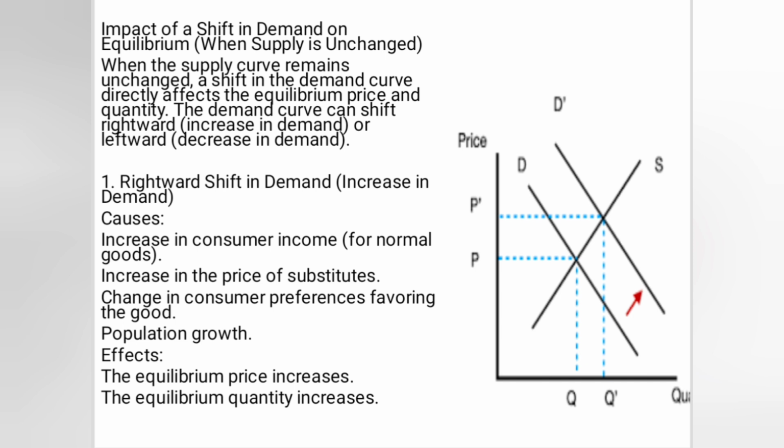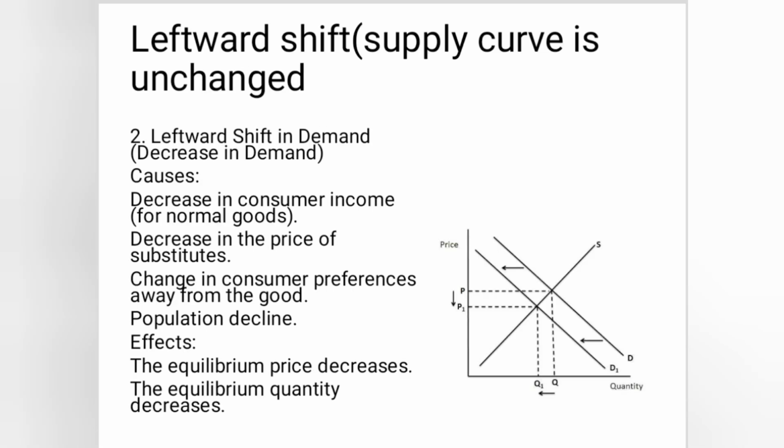When the supply is unchanged, the demand is shifting towards rightward. The reason will be increase in consumer income, so that they are demanding more normal goods, and increase in the price of the substitute or change in consumer preference. So these are the causes for the shift in the rightward. So what happens here? The equilibrium price increases and also the quantity is increasing. As you can see, the price increases and the quantity also increases.